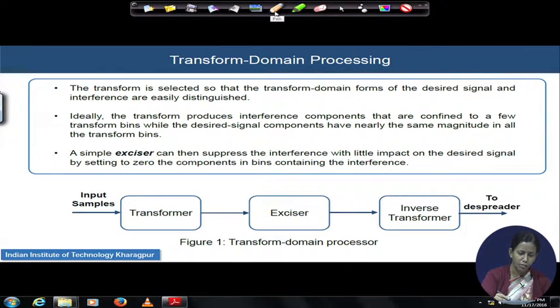Instead of purely setting 0, the exciser can actually put some minimal value also in some cases. But this is the overall philosophy, the way the transform domain processor works, and the exciser helps us to do the suppression of the interference.